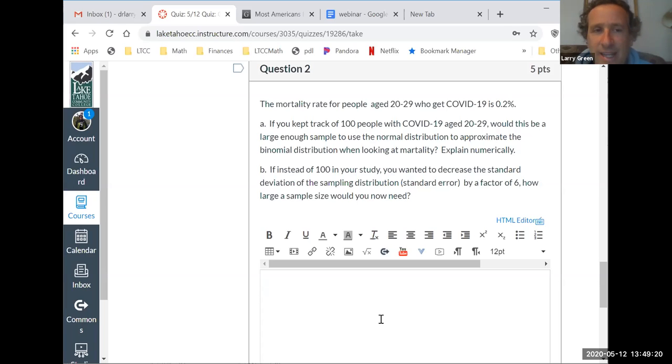What is the key to answering this part A question? It's a key thing you should be looking at here. Yeah, we want to find out if it's a large enough sample. Now, can we just say that, hey, we're looking at 100, 100 is greater than 30, yes, it's a large enough sample, there's numerically, so we're good? What do you think? What's wrong with that argument? Right, you know it can't be right because I didn't just type it. But what's wrong with the argument?